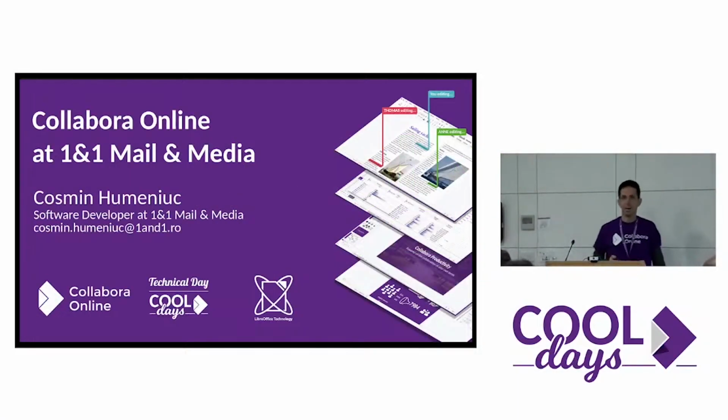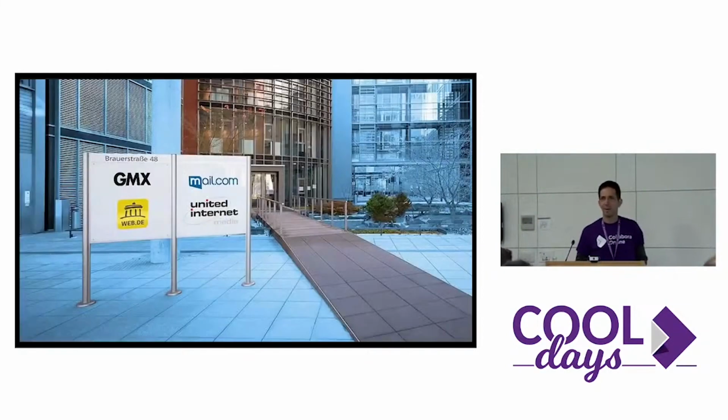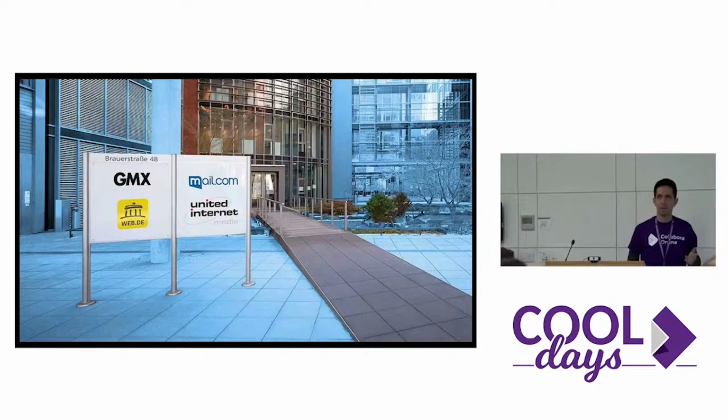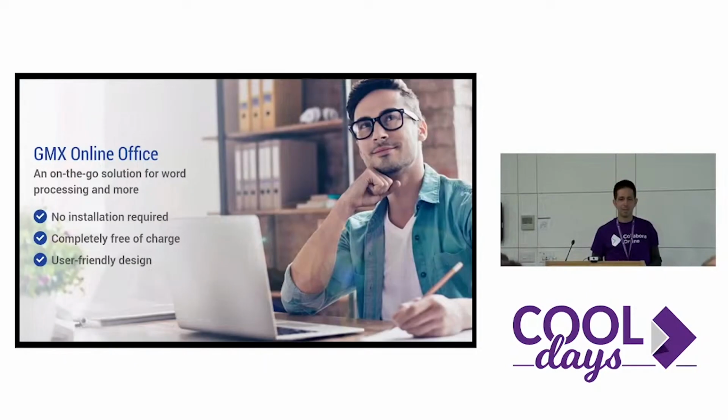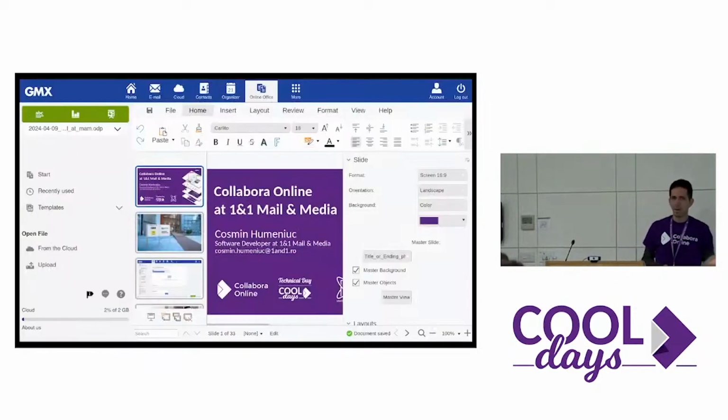Let me tell you how we're using Collabora Online at 1&1 Mail and Media. Mail and Media has these brands, maybe you know them: GMX, Mail.com, Web.de. The customers have access to email, calendar, cloud storage, and others. My favorite is Online Office. As you can probably guess and see, Online Office is based on Collabora Online.